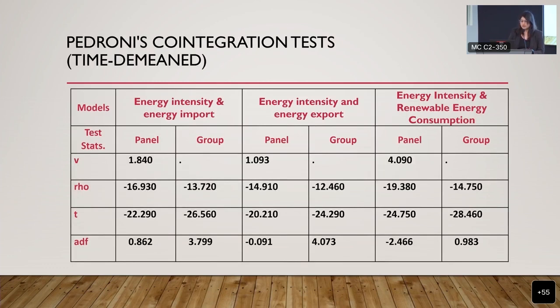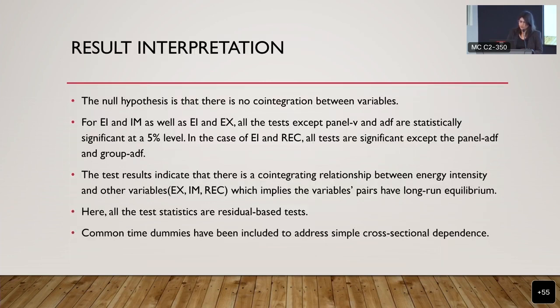Then we will come to the Pedroni co-integration test. Of the 7 test statistics, 4 are in panel form and 3 are in group form. For energy intensity with energy import and other variables, we have shown the results in different columns. To interpret the results, the null hypothesis is that there is no co-integration between variables. For energy intensity and import, as well as energy intensity and export, that is, the relationship between energy intensity and fossil fuel trade, all tests except panel V and ADF are statistically significant at the 5% level.